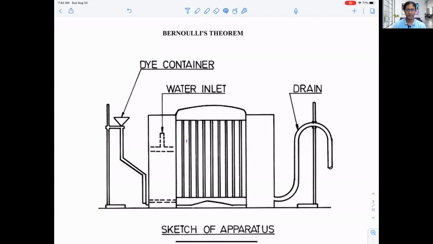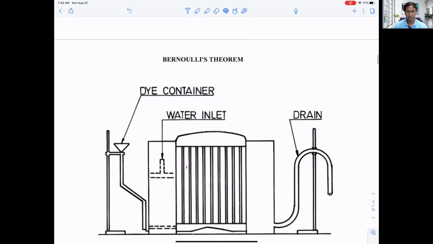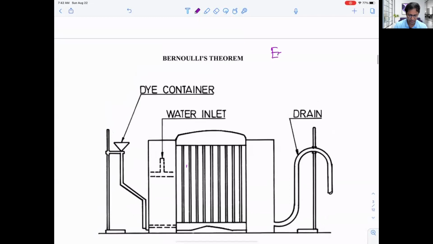Today I'm going to talk about the second experiment, known as Bernoulli's theorem. This experiment or this theorem is also known as the energy equation in hydraulics. It's the most important equation. There are three basic equations in hydraulics, right? The first one is the energy equation, and this is the energy equation we are going to talk about.